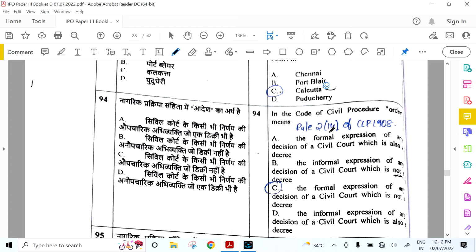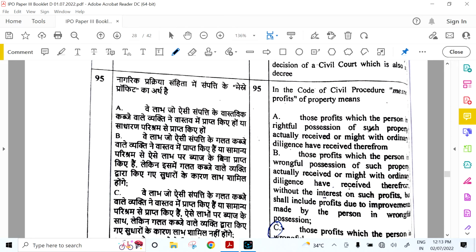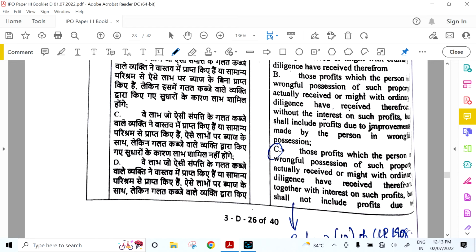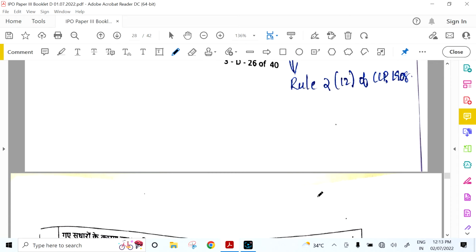In the Code of Civil Procedure, order means the formal expression of any decision of a civil court which is not a decree. That is under Section 2.14 of CPC 1908. In the Code of Civil Procedure, mesne profits of property means those profits which a person in wrongful possession of such property actually received or might with ordinary diligence have received therefrom, together with interest on such profits, but shall not include profits due to improvements made by the person in wrongful possession.